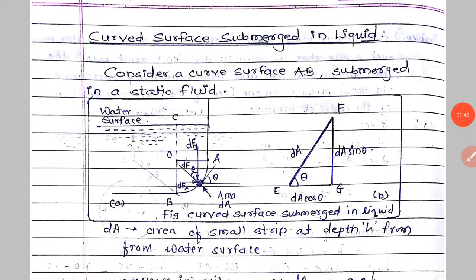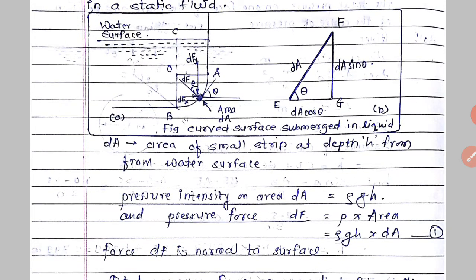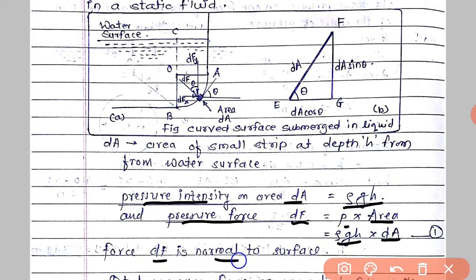So here AB is a curved surface which is submerged in a liquid, and dA will be the area of a small strip at depth h from the water surface. Now the pressure intensity on that area dA will be rho gh. Pressure intensity on area dA will be rho gh, and the pressure force on area dA, that is dF, will be pressure intensity into area, that is rho gh into dA. So the dF force is normal to the surface. See here in the diagram, the dF force is acting normal to the surface.